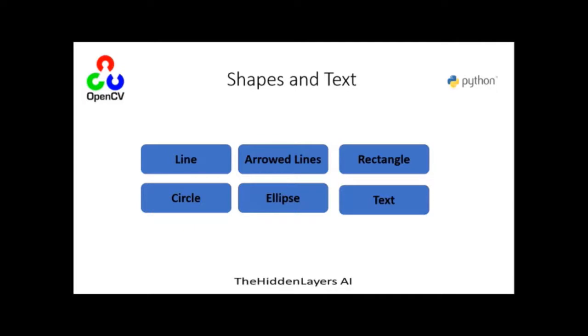Agenda for today is shapes and text. We will draw lines, arrowed lines, rectangles, circle, ellipse and text. Ellipse has a lot of parameters, so it will be interesting to see how it happens. In addition to that, we'll also create a dynamic shape changing, particularly using circle, and for that we use trackbars.